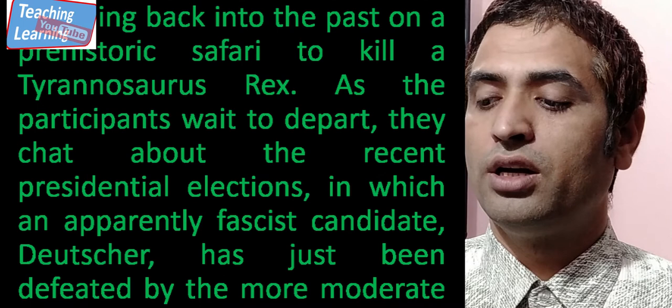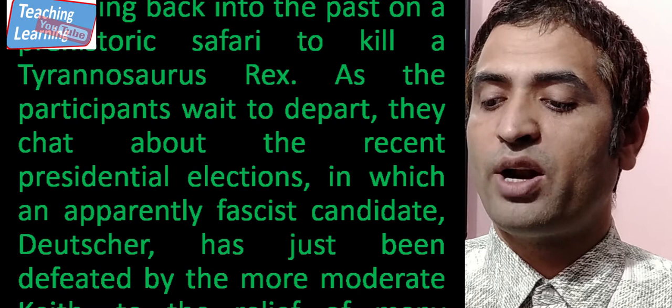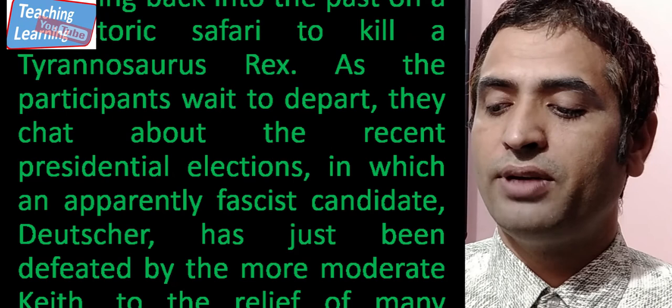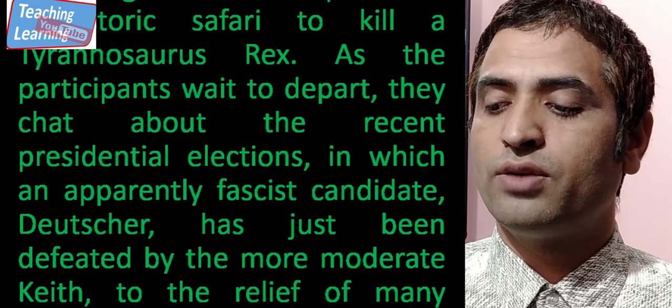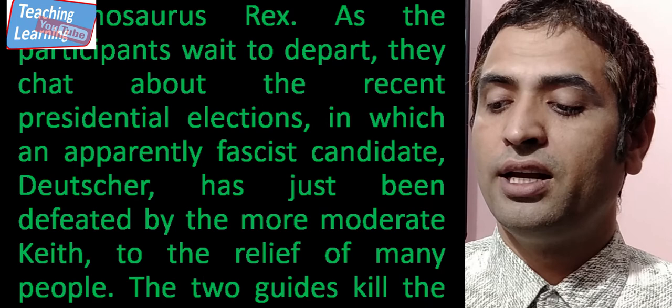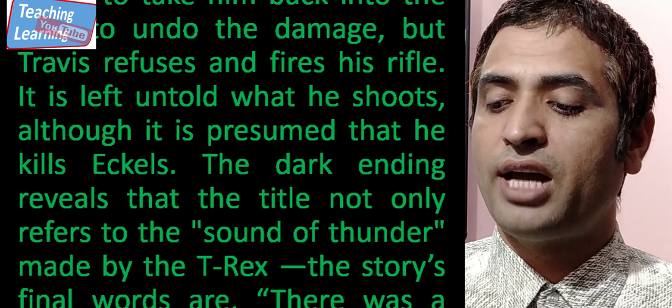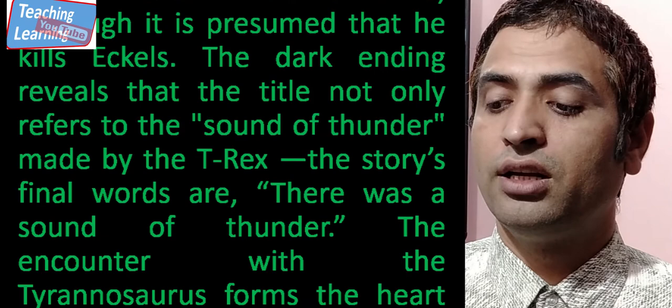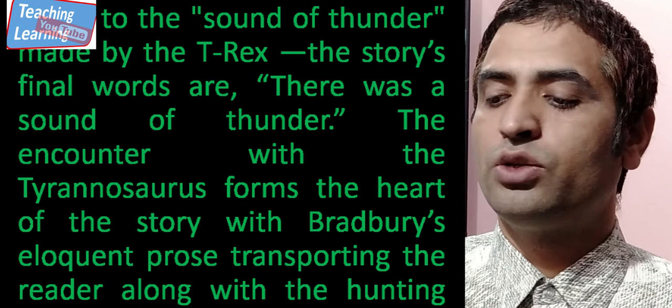Looking through the mud on his boot, Eccles finds a crushed butterfly whose death was apparently the cause of the changes. He pleads with Travis to take him back into the past to undo the damage, but Travis refuses and fires his rifle. It is left untold what he shoots, although it is presumed that he kills Eccles. The dark ending reveals that the title not only refers to the sound of thunder made by the T-Rex. The story's final words are, "There was a sound of thunder."